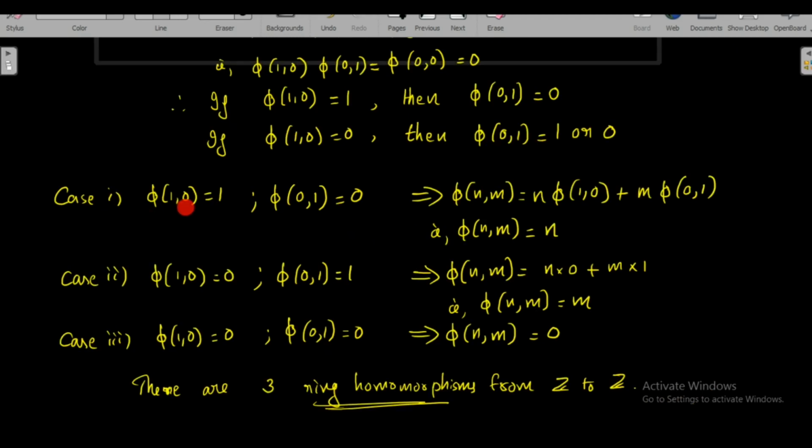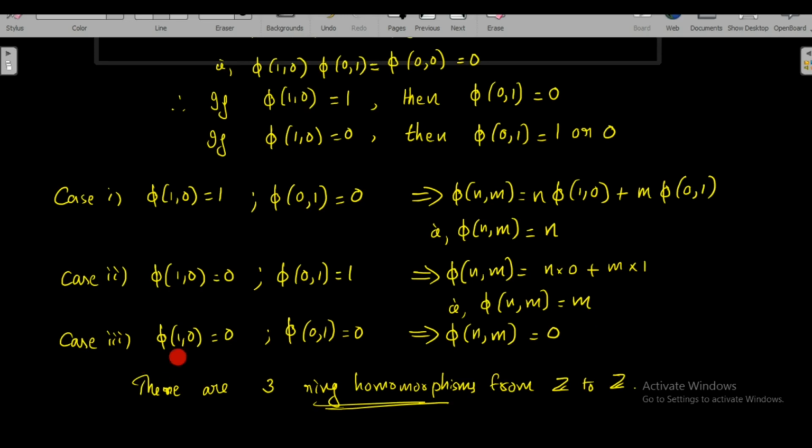Case 1: phi of 10 equal to 1 and phi of 01 equal to 0. Then phi of nm equal to n into phi of 10 plus m into phi of 01, that is, phi of nm equal to n into 1 plus m into 0, that is equal to n. In the second case, phi of 10 equal to 0 and phi of 01 equal to 1. Then we get phi of nm equal to n into 0 plus m into 1. That is, phi of nm equal to m.